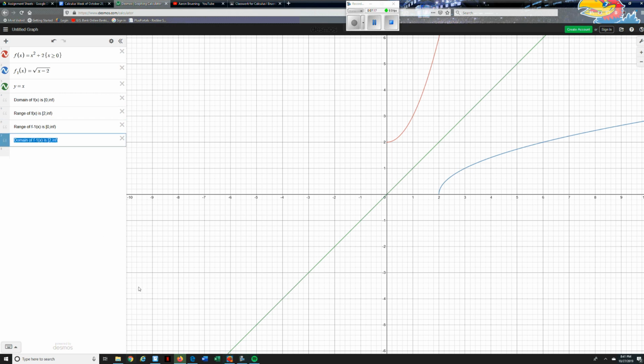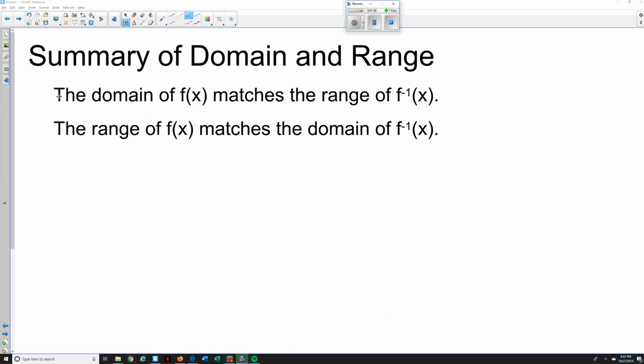So all we've done is switch the x's and the y's. So let me summarize this. The domain of f of x matches the range of f inverse of x. They're exactly the same, guys. Once you know the domain of f of x, you automatically know the range here. And the range of f of x matches the domain of f inverse of x. So once you know the range of f of x, you know this domain. Or oftentimes we will know the domain of f inverse first, and that allows us to come back here. We'll talk about that in class.